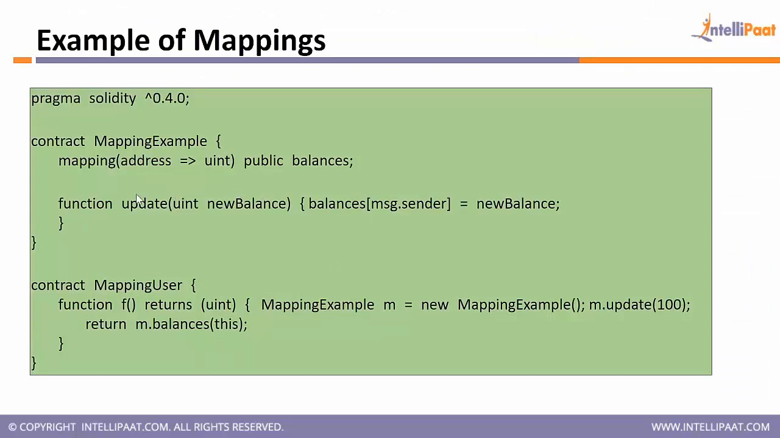What is there in this example is that we have declared a mapping here called balances. Here we have written a function called update, which passes a new balance, and in this we are updating the new balance of the address. From the mapping user, the function f calls the update function and passes 100 tokens to it. So the invoker of this function will get the 100 tokens, and the new balance of this invoker would be 100.